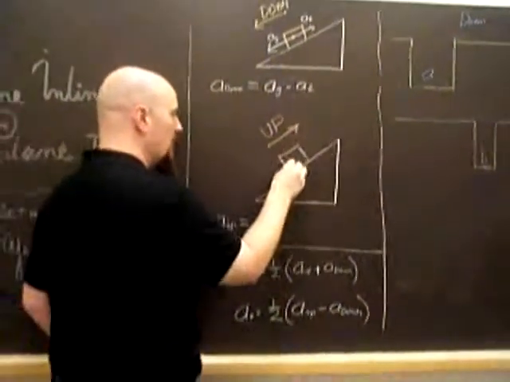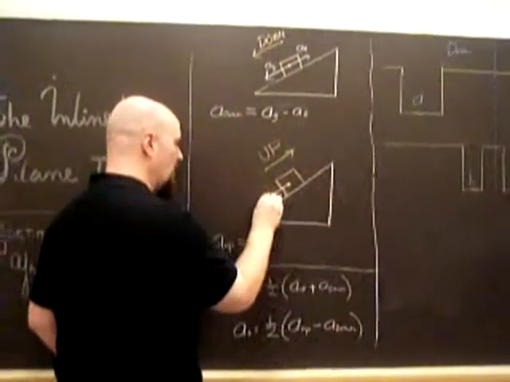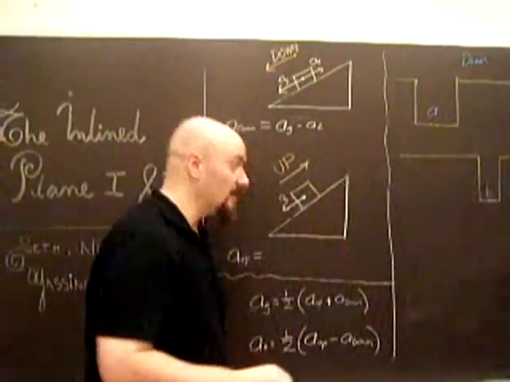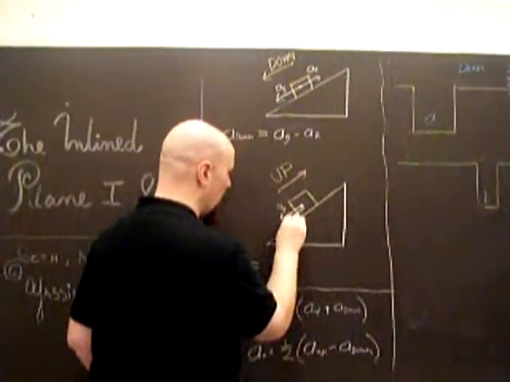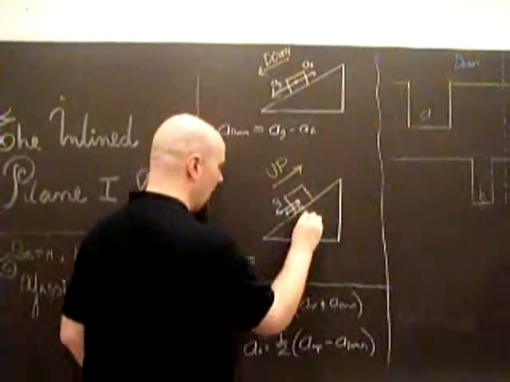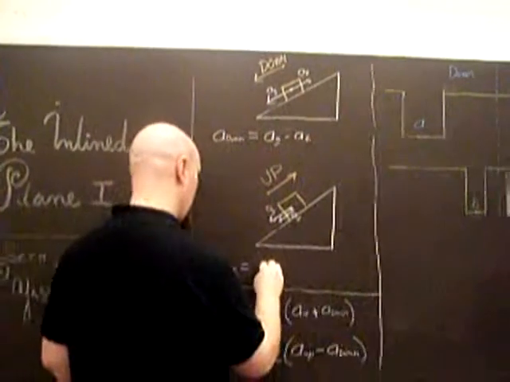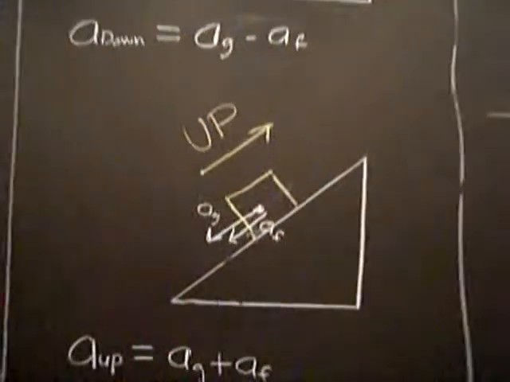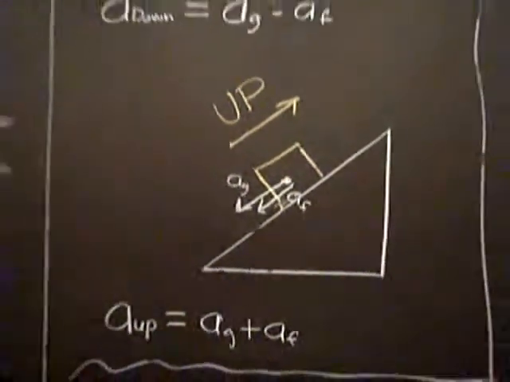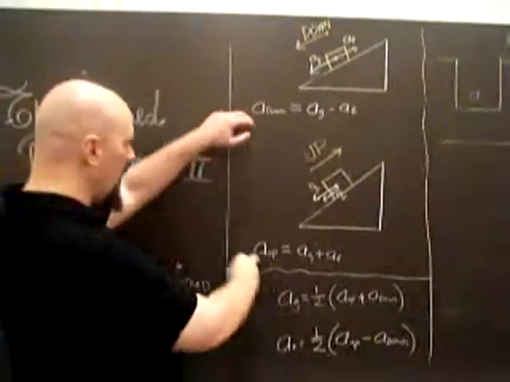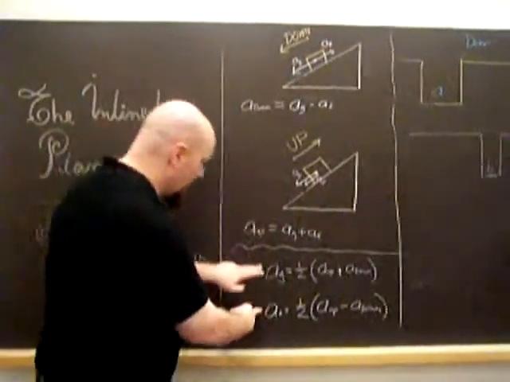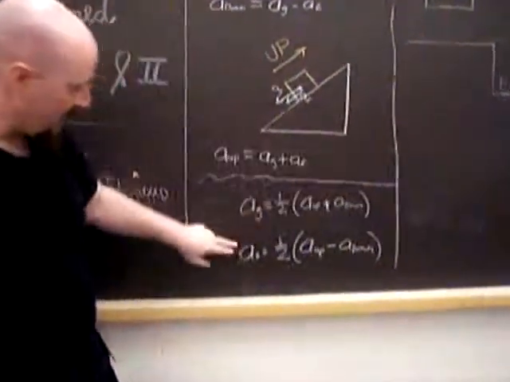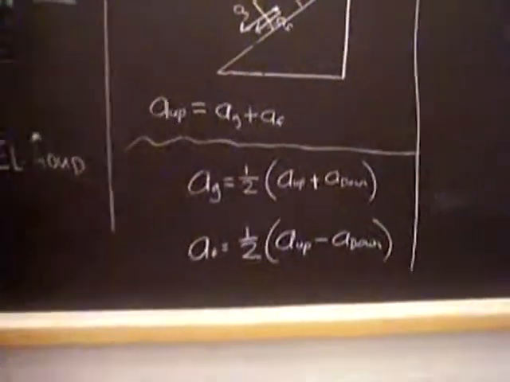Now it's going up, so this means that AG is going this way, and now AF changes direction because it wants to oppose the motion. So that's AF, giving us AG plus AF. Okay. Then with some algebra, you combine these into these. AG is 1/2 of A up plus A down. AF is 1/2 of A up minus A down.